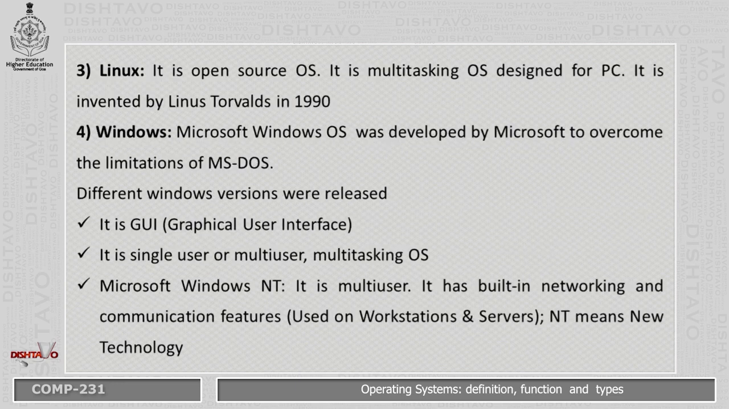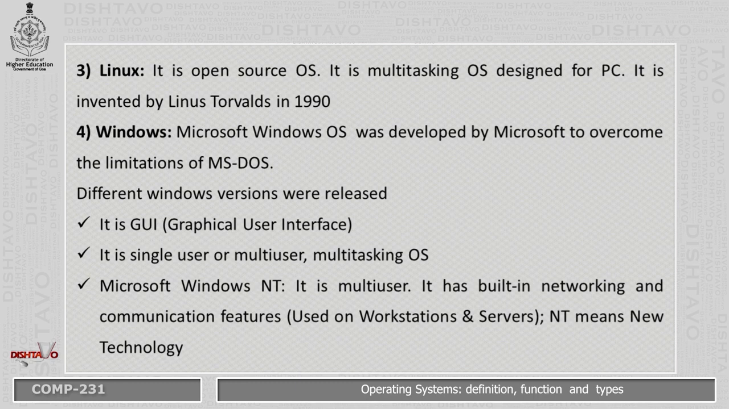The next operating system is Linux, and it is an open source operating system. It is a multitasking OS designed for PC, and it was invented by Linus Torvalds in 1990. And the most popular Windows operating system is there. It was developed by Microsoft Corporation to overcome the limitations of their previous OS, that is MS-DOS.